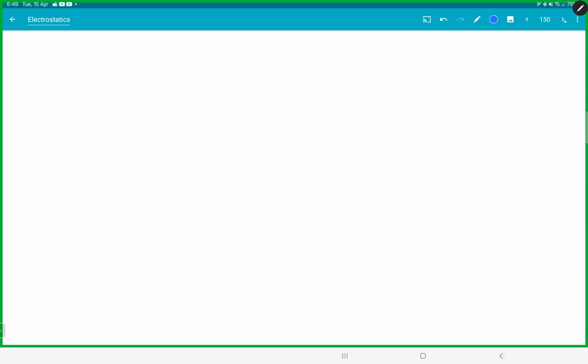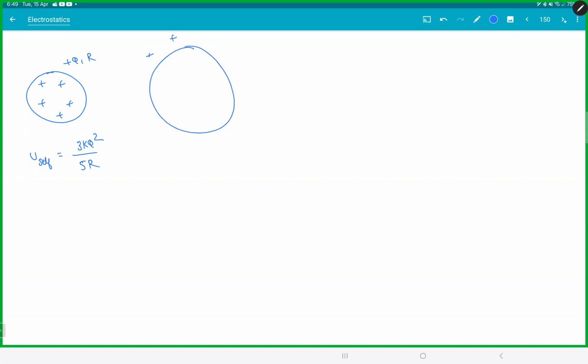See, first let's create a solid sphere. So this guy will cost you, remember this is the self-energy, which is 3kq square by 5r. Then create this hollow sphere. Again, we are creating them at infinity, so they're not interacting with each other. So this is q and 2r. So this self-energy will be kq square by 2 times that radius.